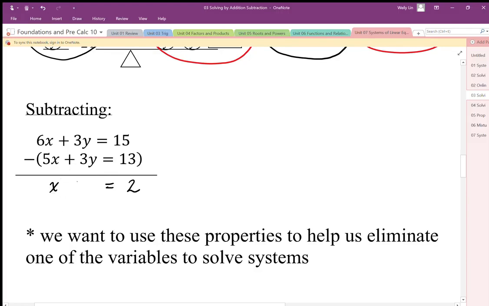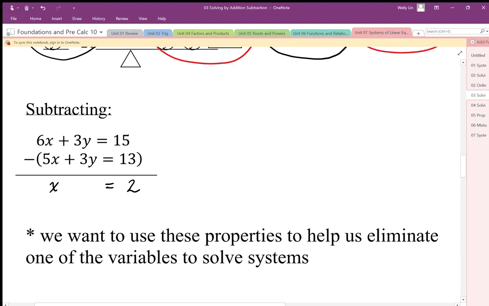And not only that, we have this system, two variables, two equations. We solve for x. We can solve for y by substituting back in. So we know that 6 times 2 is 12. 12 plus 3y equals 15. Well, that means 3y must be equal to 3, and y is equal to 1.